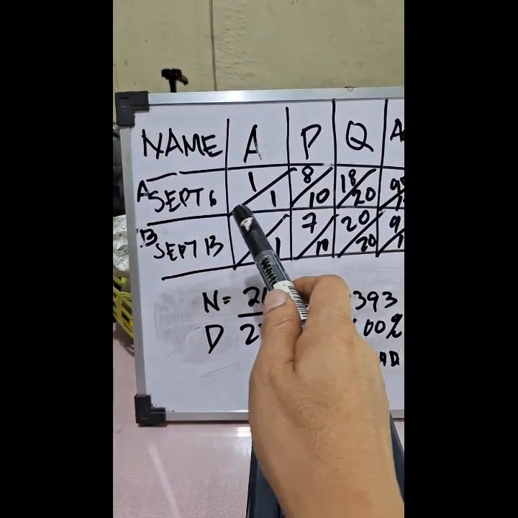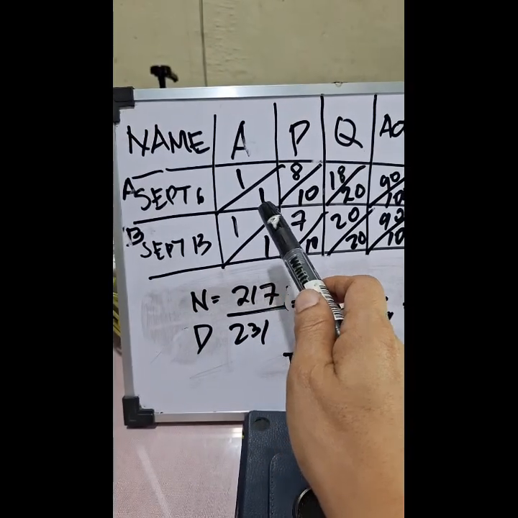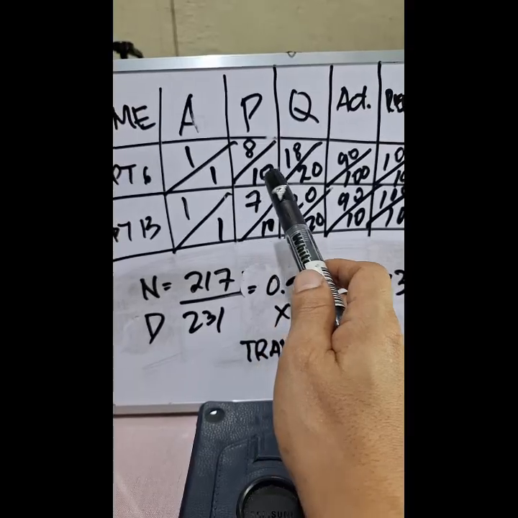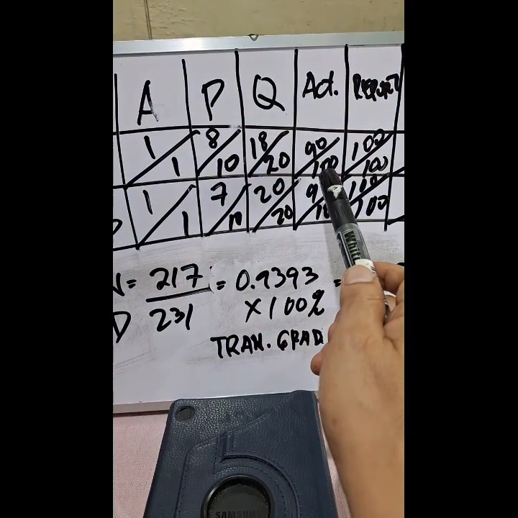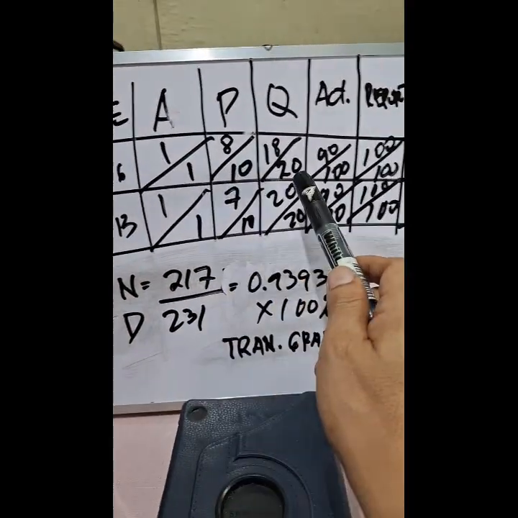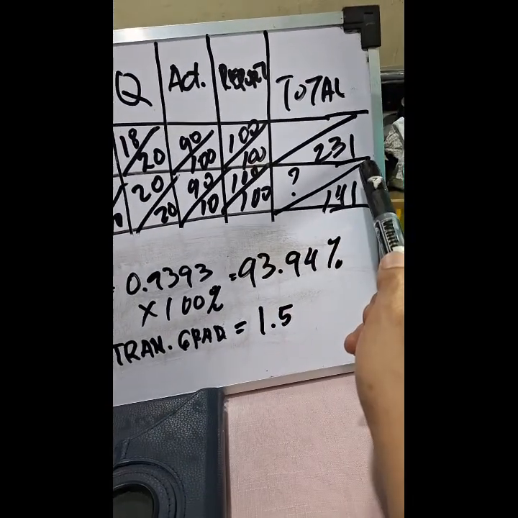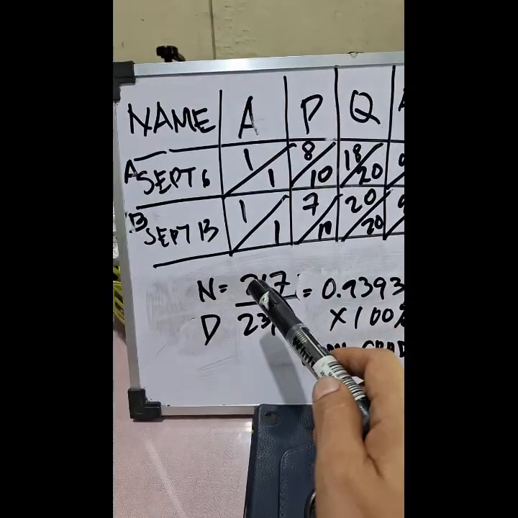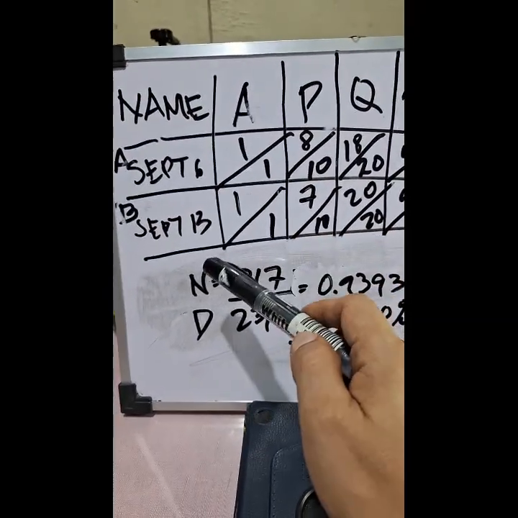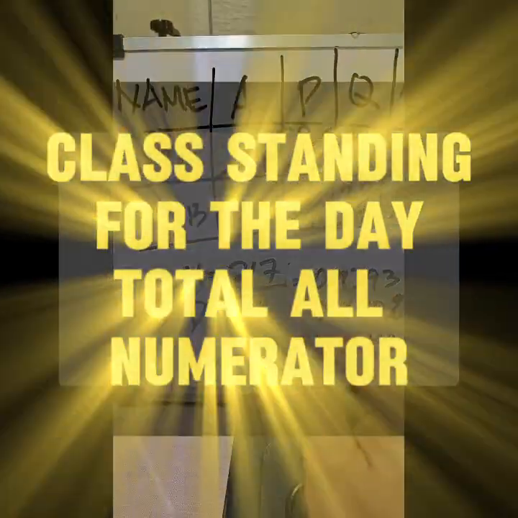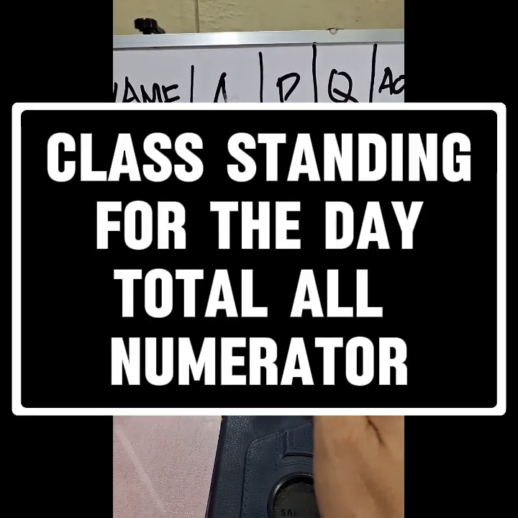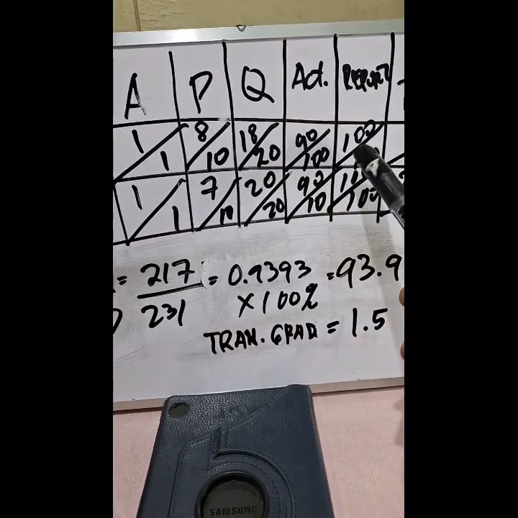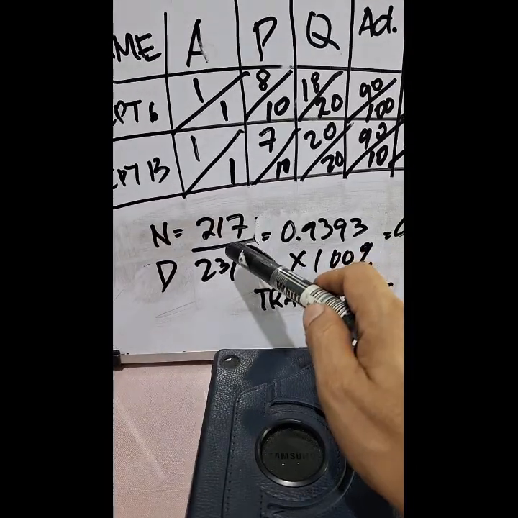And then you total all. For example, on September 6, you total all the things that have transpired: attendance, participation, a quiz, an activity, and a report. So the total of all of them represents the denominator, which is 231. Now, to get your class standing for the day, you total all the numerators. The numerator stands for your total score for the day. So 1 plus 8 plus 18 plus 90 plus 100 equals 217.